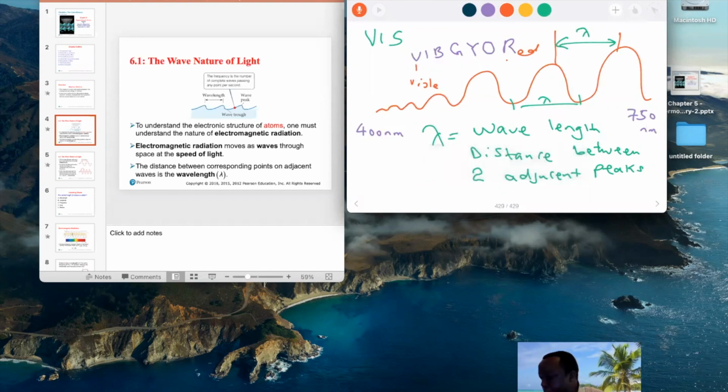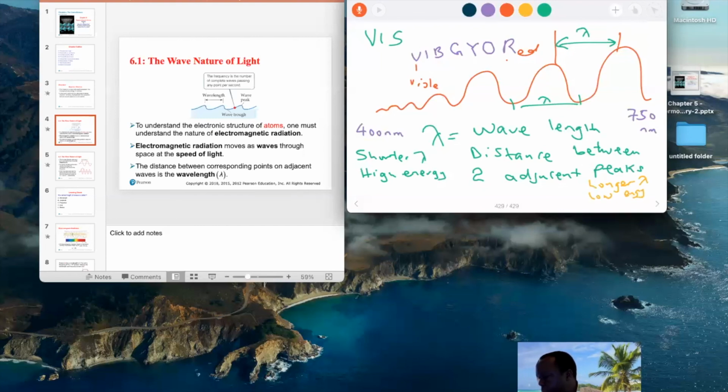So I can say here is one with shorter wavelength, high energy, all right? Whereas on this side, this one is longer wavelength, and here is low energy.